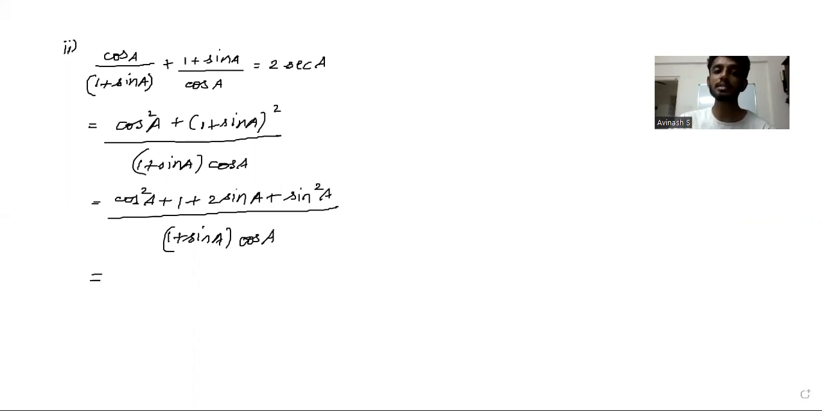So now what happens is, it's very clear that cos square A and sine square A will get added and will give you 1 according to the identity.